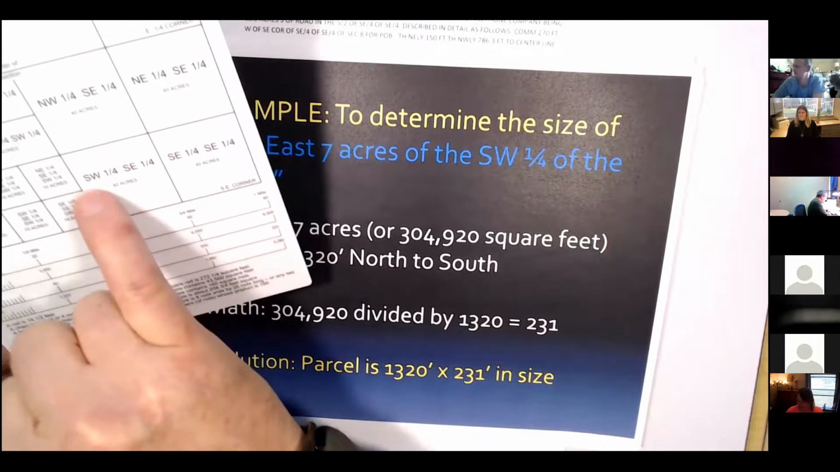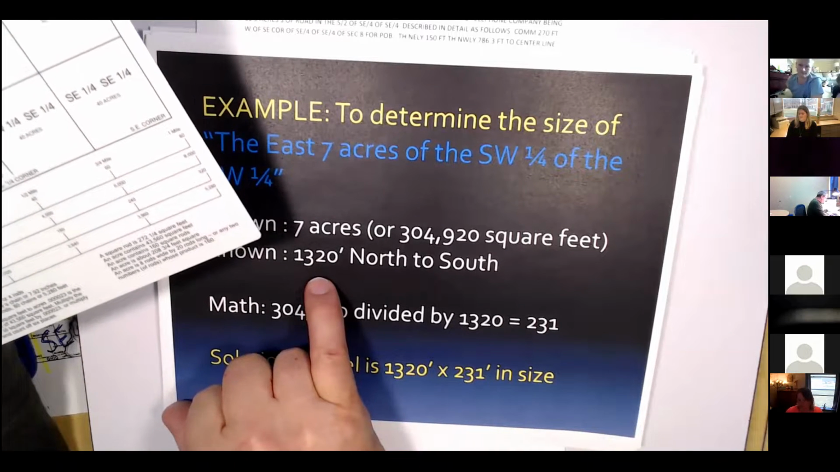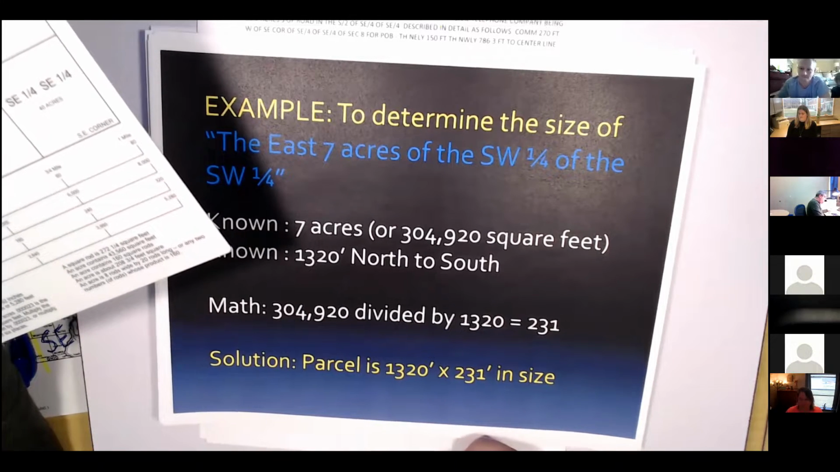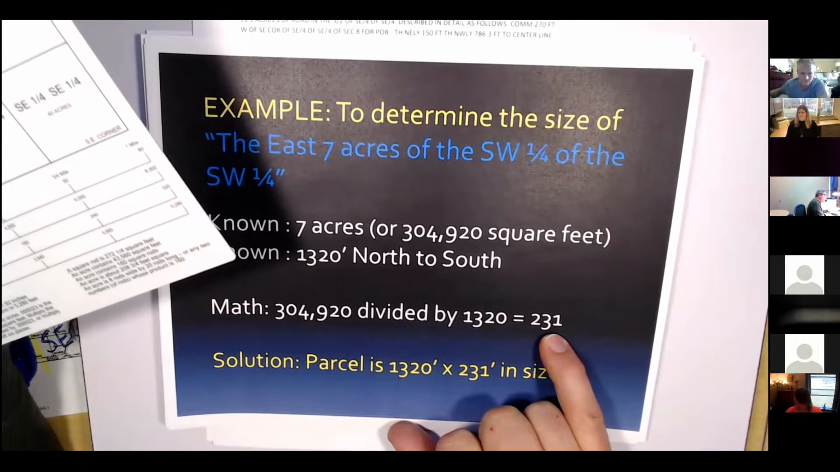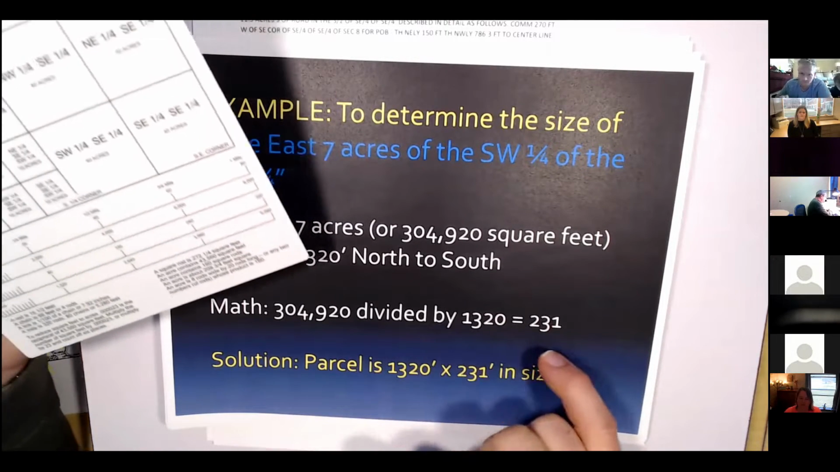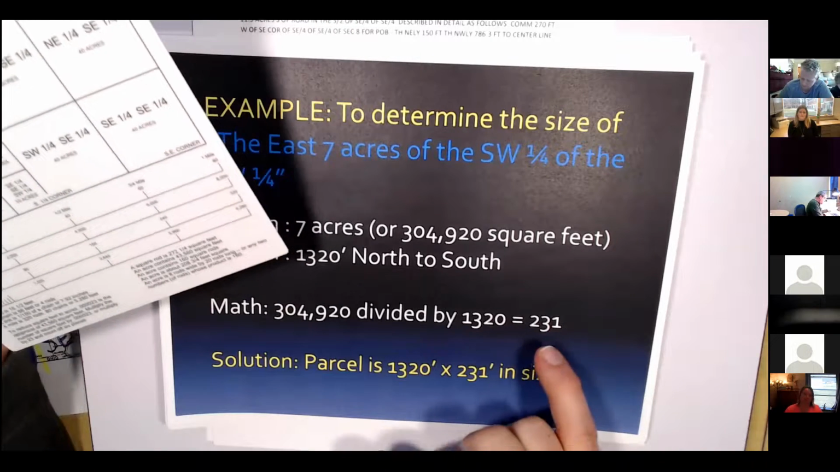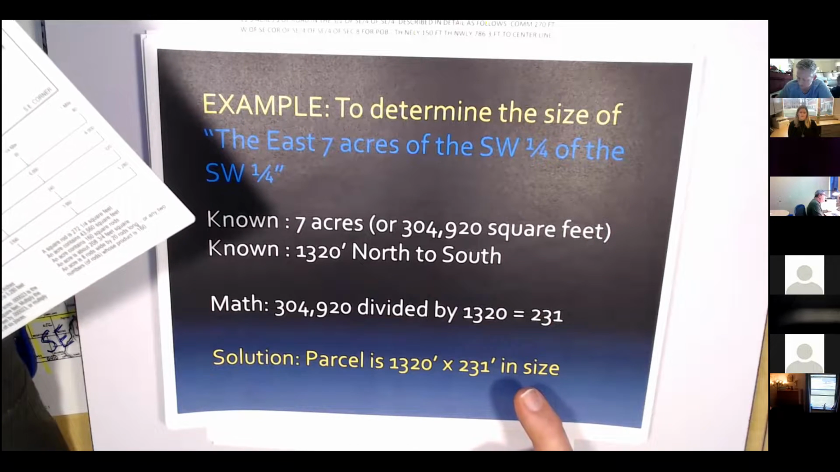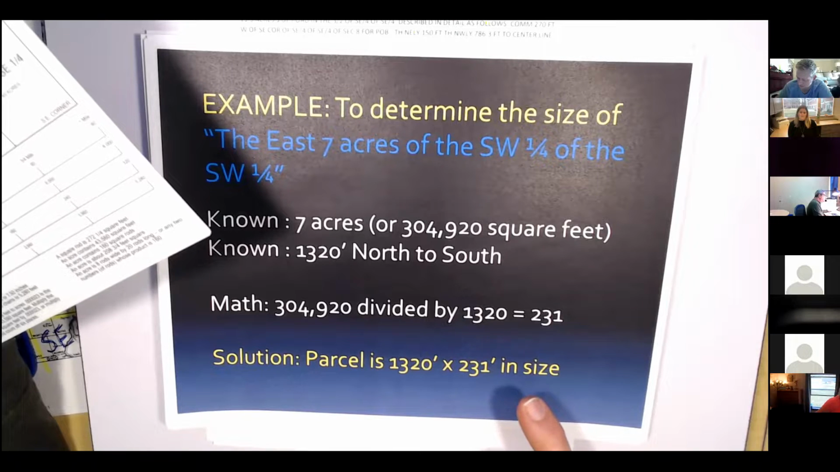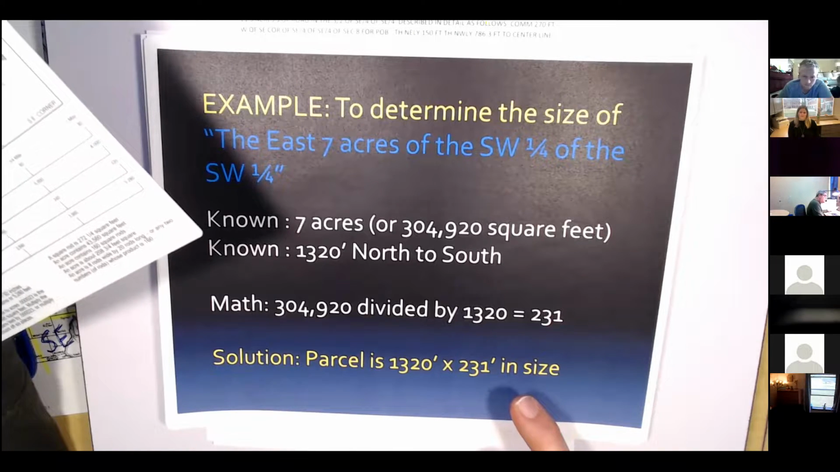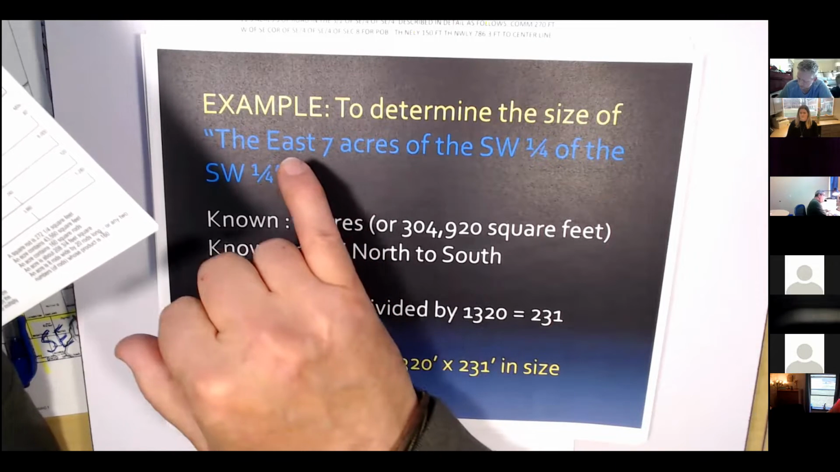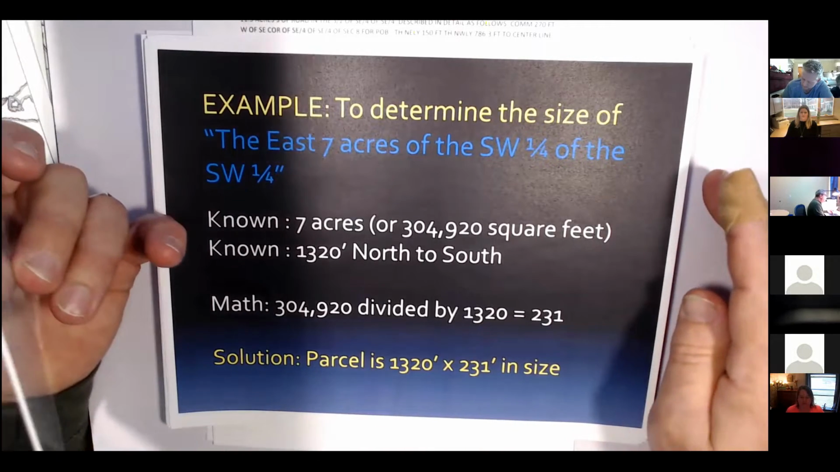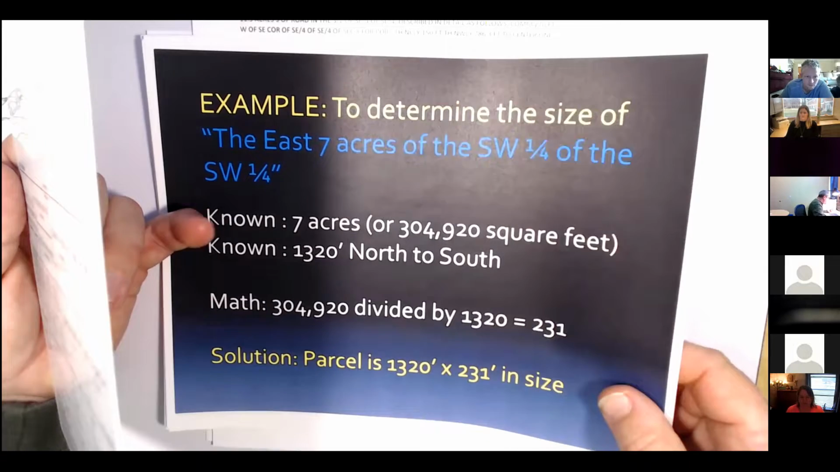You know that your 40 acre piece is 1,320 feet square. If you divide 1,320 into your 304,920, you're going to come up with 231 feet, which is going to be the width of your property. You're going to know that it's 1,320 feet in one dimension and 231 feet in the other dimension. Again, by keeping the 43,560 square feet in an acre number available to you, and using that when you know parts of your land boundary measurements, you can always deduce what the balance of those measurements are.